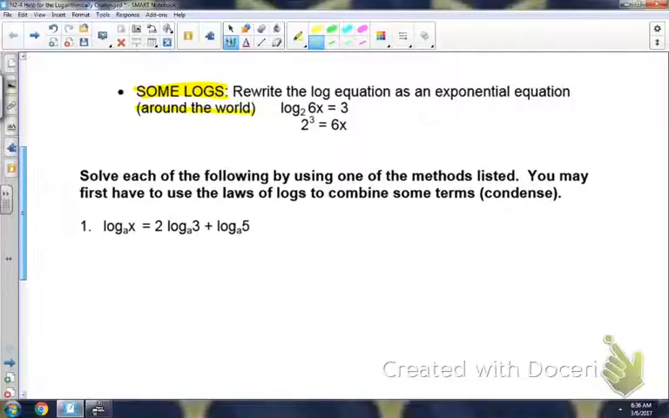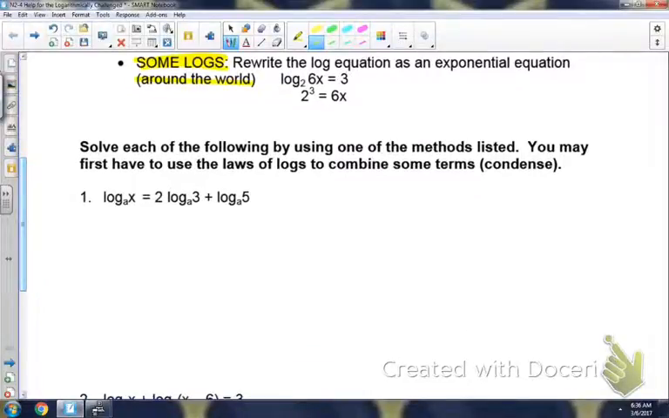It says solve each of the following by using one of the methods listed above. You may first have to use the laws of logs to combine some terms, which means condense. First we have to determine if it's all or some. Notice we have a log and a log, so this would be all. What we're trying to do is condense the left side into one log, which it's already in that form, and condense the right side, which we need to do.